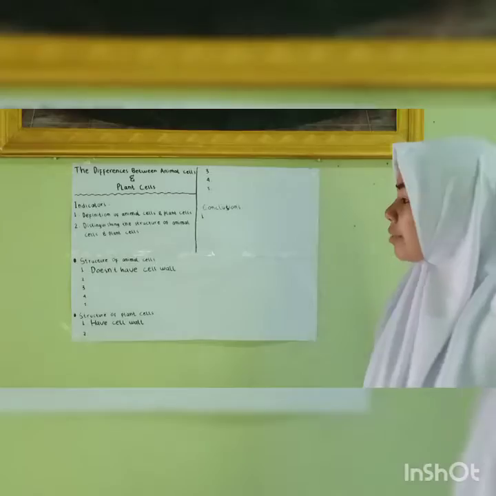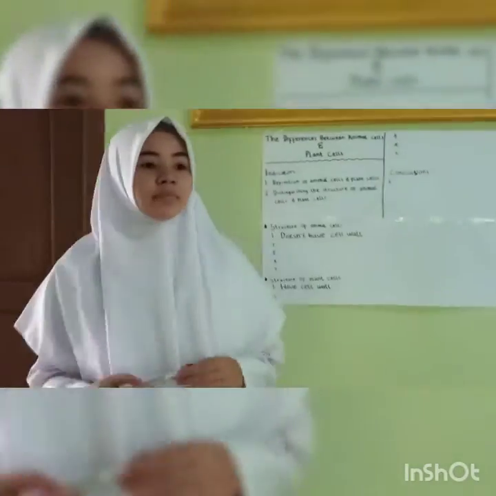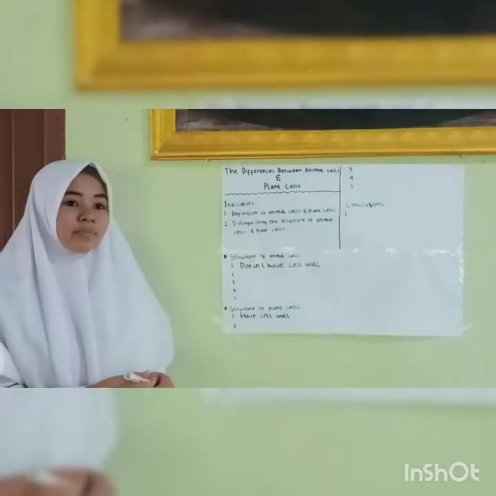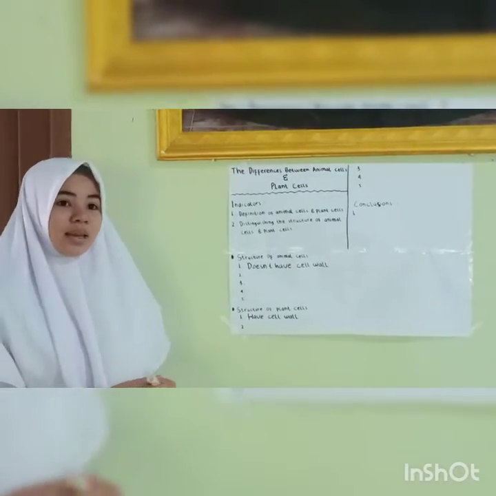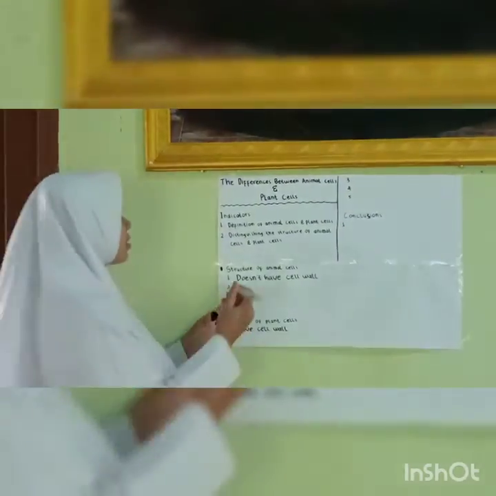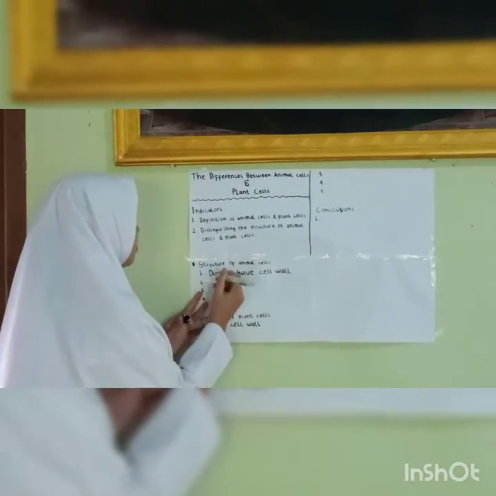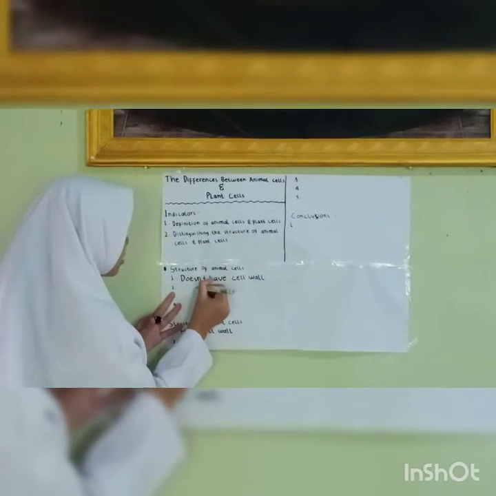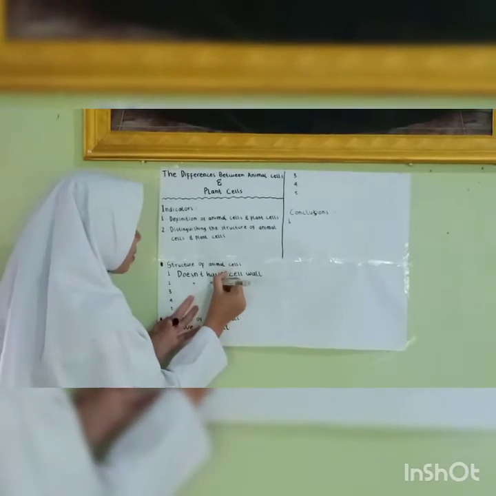And for the second, please Lisa, mention one of the structures of animal cells. Yeah. The second is animal cell doesn't have chloroplast.